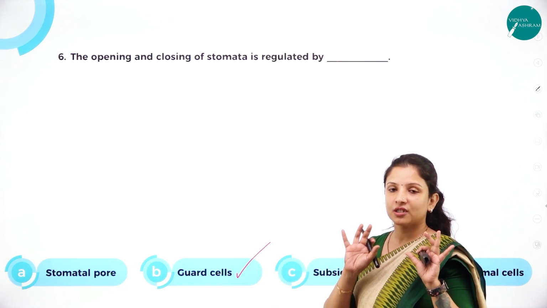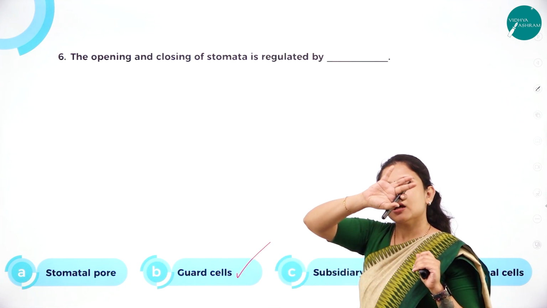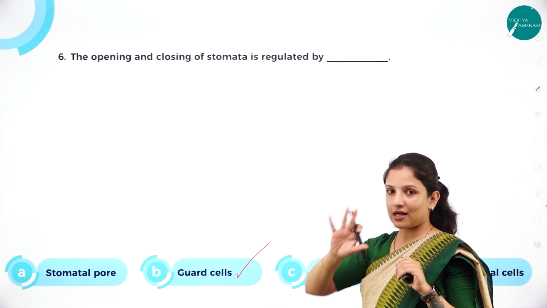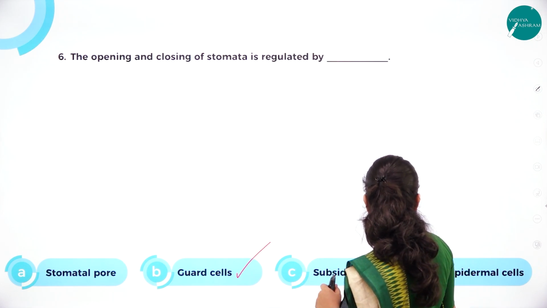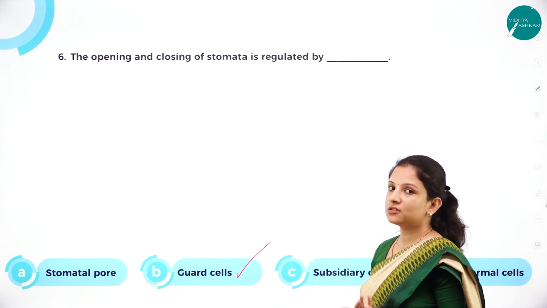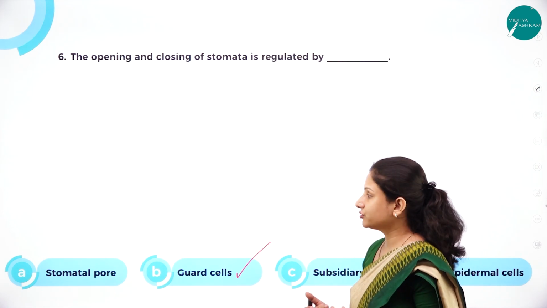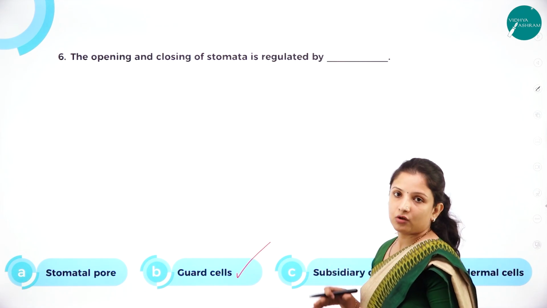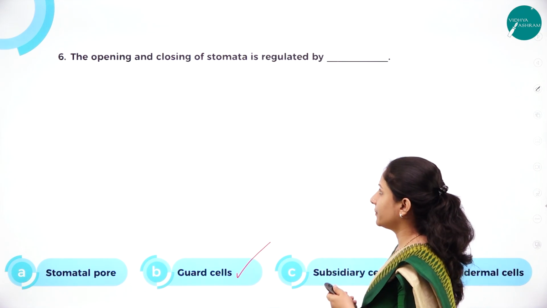Subsidiary cells are a few of the epidermal cells which are parenchymatous and irregular in shape, surrounding the guard cells. We call them the subsidiary cells. Epidermal cells, no, that's also not the right answer because epidermal cells don't facilitate the opening and closing of the stomata. Therefore, it is the guard cells that regulate the opening and closing of the stomata.